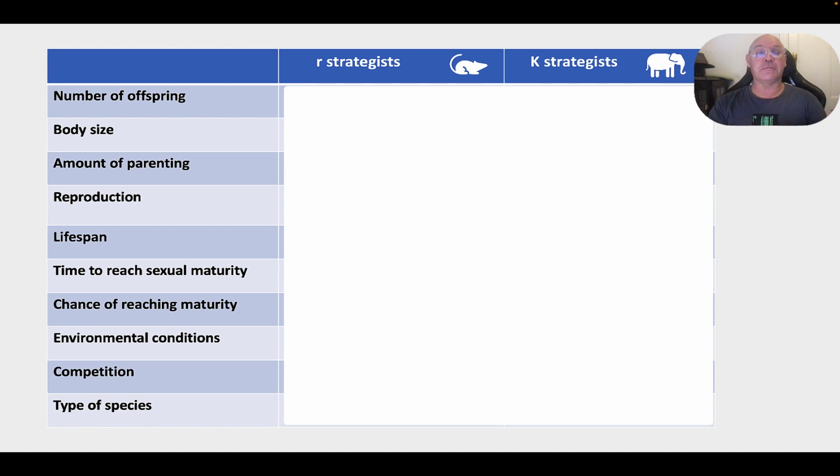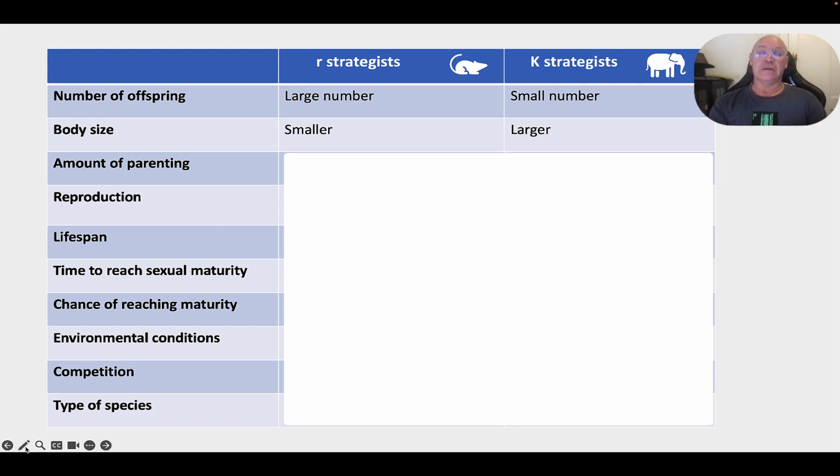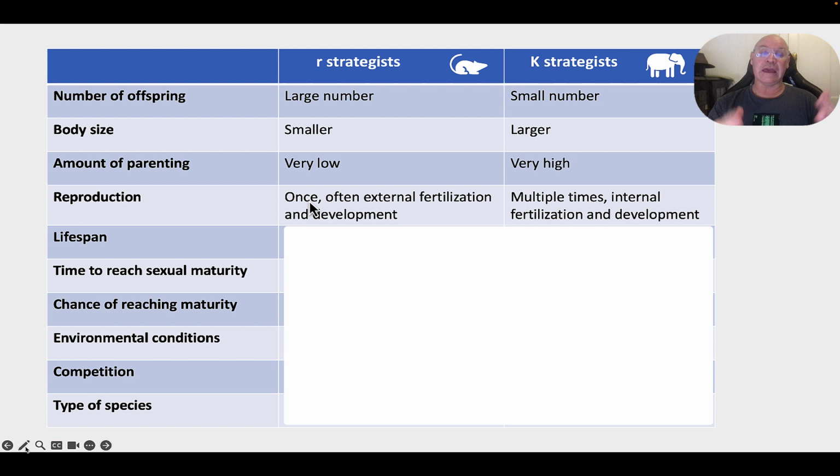So let's do a side-by-side comparison of the R strategists and the K strategists. Firstly, in terms of the number of offspring, R strategists have a large number of offspring. K strategists, a small number. In terms of body size, we generally see that R strategists are smaller and K strategists are larger. The amount of parenting with R strategists is very, very low, might not exist at all. Whereas K strategists invest a large amount of time, effort and resources in parenting. In terms of reproduction, R strategists often only have one cycle of reproduction in their life, whereas K strategists may be capable of having multiple cycles of reproduction.